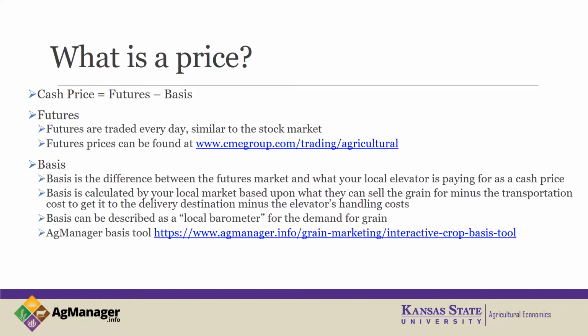The basis, then, is the difference between this futures market that's traded every day and what your local elevator is paying for that cash price. When you go into your elevator, the board is probably going to give you a basis price. That's the difference between what the elevator can sell it for and the price they give you, which is the cash price. The basis is calculated by your local market based upon what they can sell the grain for, minus the rail cars or transportation costs to get it wherever they have to sell it, minus the elevator's handling cost. Any questions on that basis? It might be 50 cents, it might be 75 cents, it might be $1.25, but that's the difference between whatever the futures price is and what your elevator lists as the cash price they're paying you.